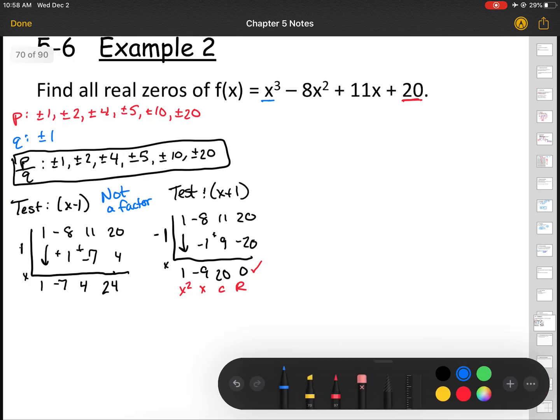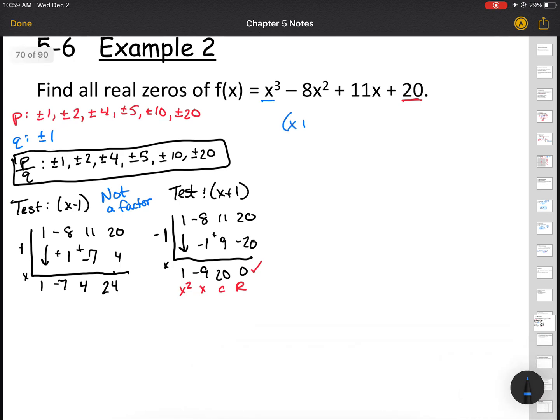So if I write this out as a factor, I'm left with x plus 1, and from my synthetic division I got x squared minus 9x plus 20, as I'm reading these from top to bottom. If you remember that. Now I've got to see, can these simplify all the way down? Well, x plus 1 is okay, but I can actually factor x squared minus 9x plus 20.